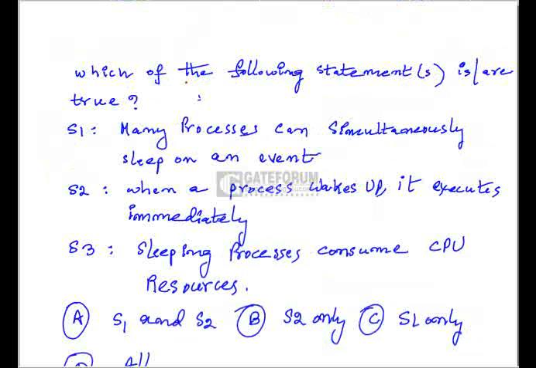Which of the following statements is/are true? So we need to find out the true statement. Some statements were given. S1: Many processes can simultaneously sleep on an event. Statement S2 is, when a process wakes up, it executes immediately. Statement S3 is, sleeping process can consume CPU resources. Here we should know what a sleeping process actually is. So many processes can simultaneously sleep on an event in statement S1.